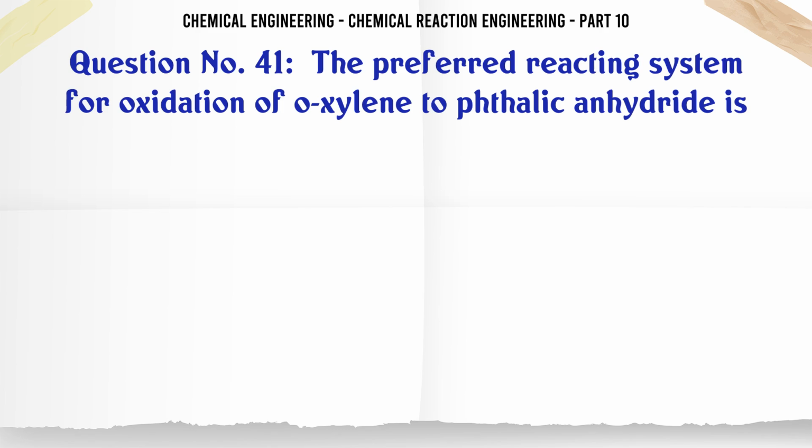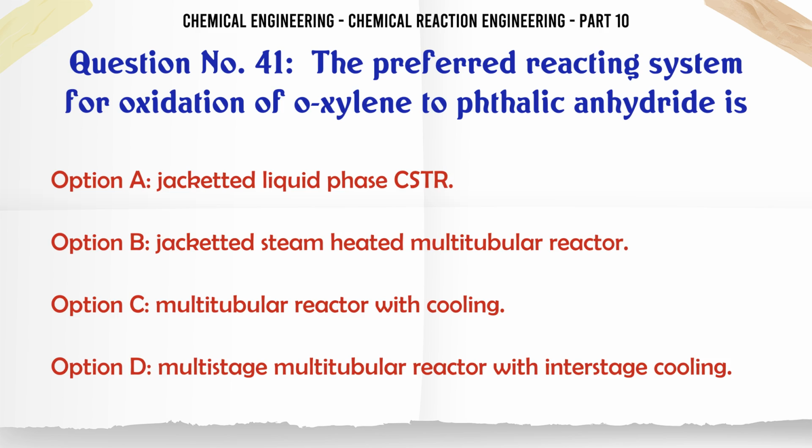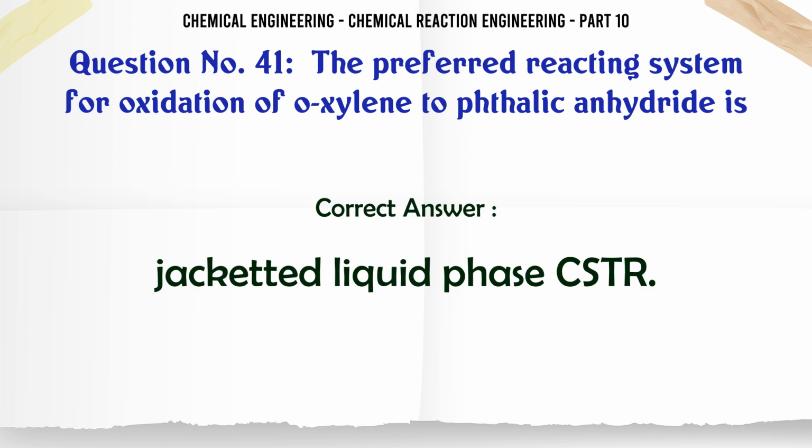The preferred reacting system for oxidation of o-xylene to phthalic anhydride is: A. Jacketed liquid phase CSTR, B. Jacketed steam heated multitubular reactor, C. Multitubular reactor with cooling, D. Multistage multitubular reactor with interstage cooling. The correct answer is jacketed liquid phase CSTR.